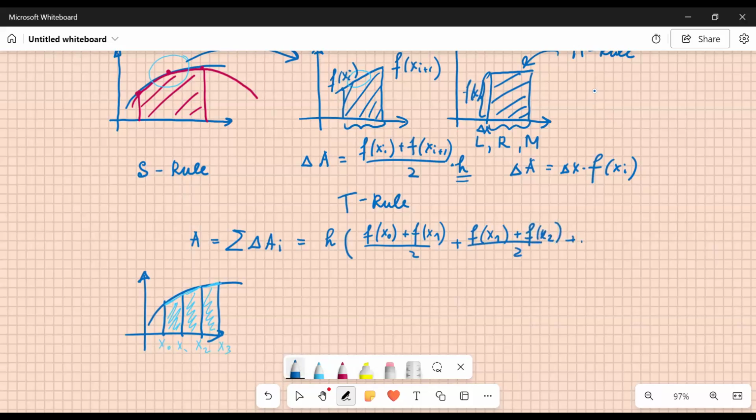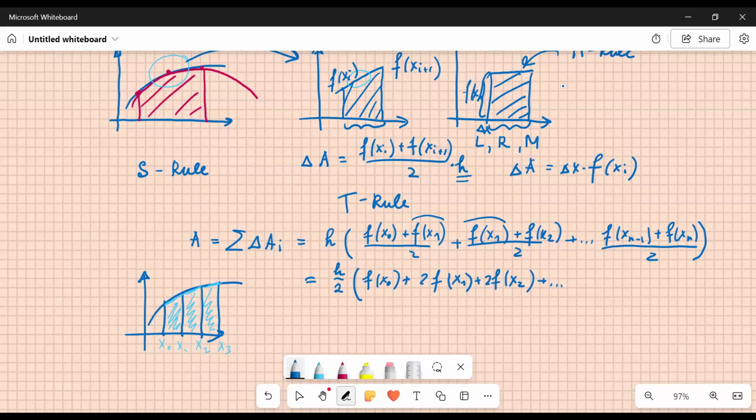f of x2 over 2, and so on until we reach the very last trapezoid, which is going to be f of xn minus 1 plus f of xn over 2, right? If we simplify this formula, first we're going to take this 2 outside and write down h over 2 here. Now inside we are going to have f of x0 plus f of x1, which is repeated twice, so 2 f of x1.